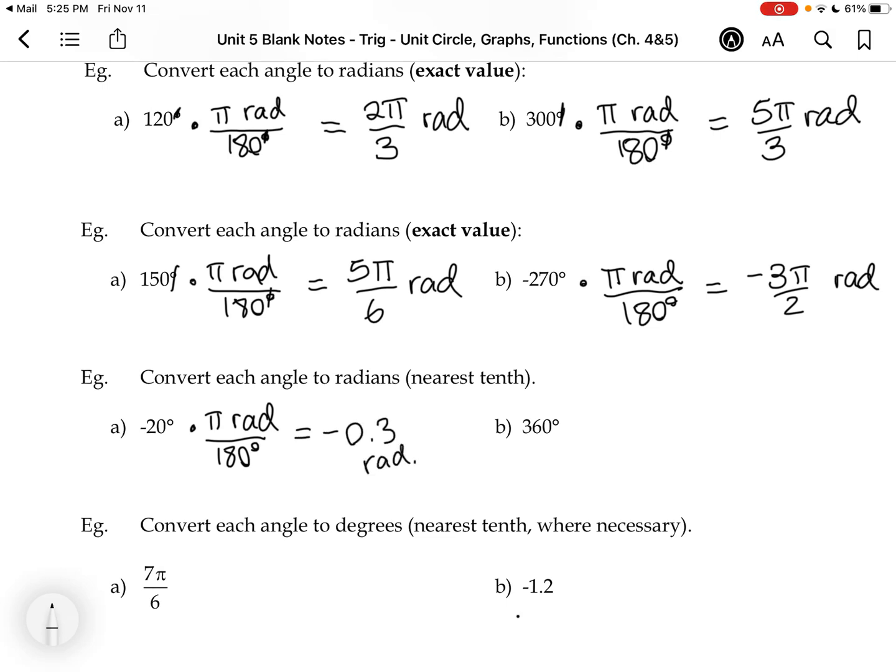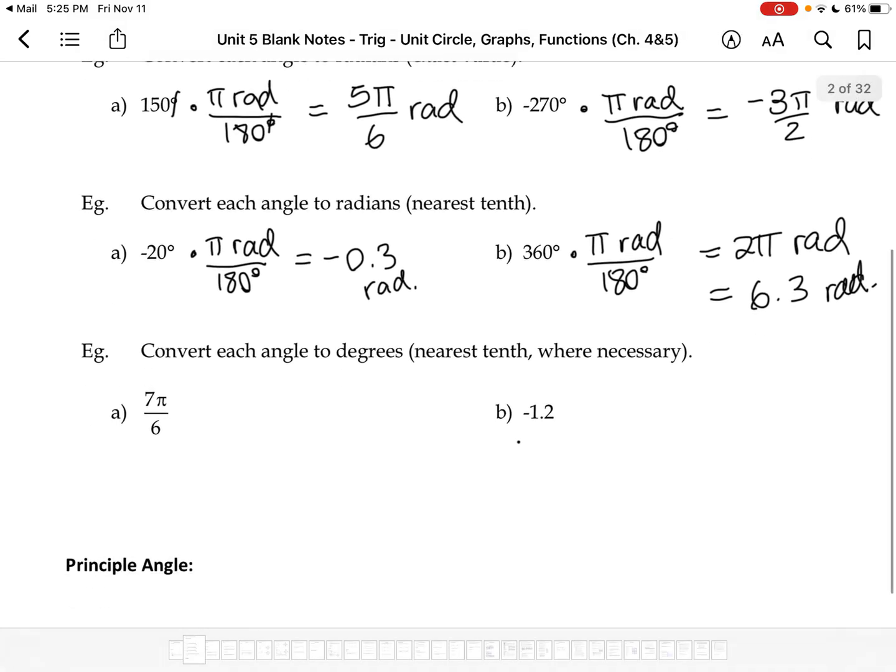Okay, 360 degrees times pi radians over 180 degrees. 360 over 180 is 2 pi radians, which is 1 revolution. And I know that one off the top of my head because I know pi is approximately 3.14, so 3.14 times 2 is 6.28, so that's, to the nearest tenth, 6.3 radians.